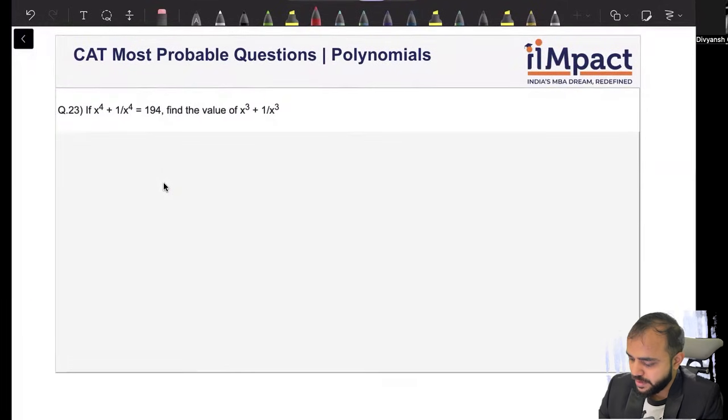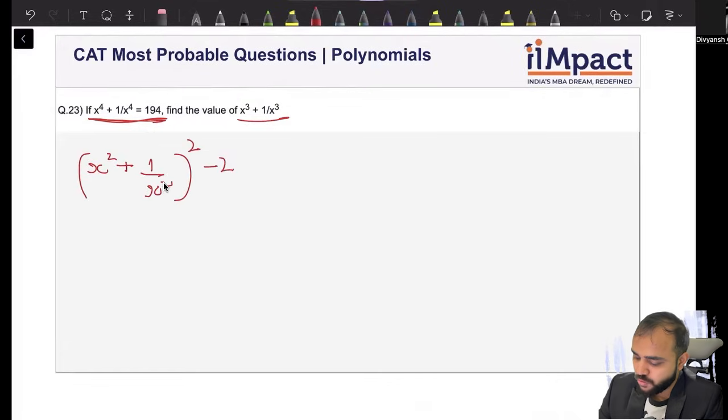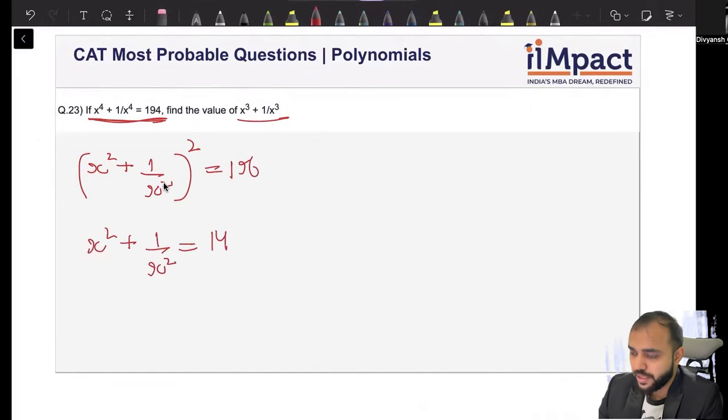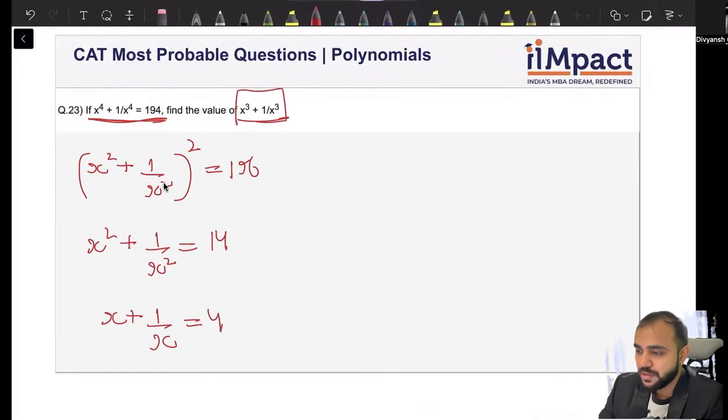Moving on, last question. x to the power 4 plus 1 by x to the power 4 is equal to 194, and we have to find x cube plus 1 by x cube. So this I can write as x square plus 1 by x square whole square minus 2 is equal to 194. So this becomes equal to 196, which is 14 square. So x square plus 1 by x square is equal to 14. I will do this again, add 2 on both sides. I will get x plus 1 by x whole square is equal to 16, or x plus 1 by x is equal to 4.